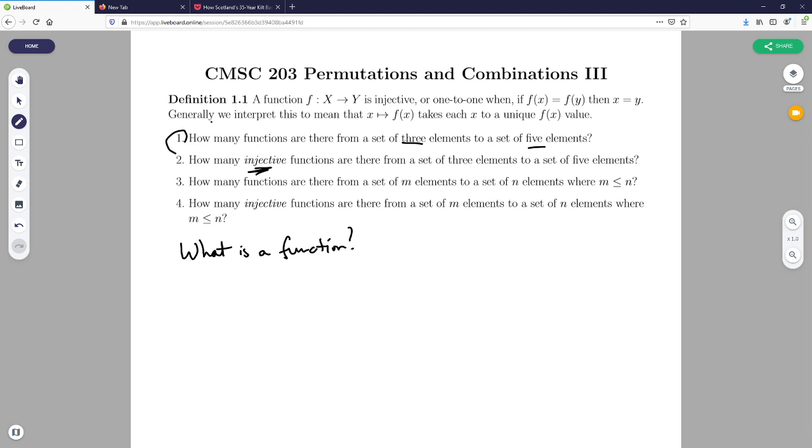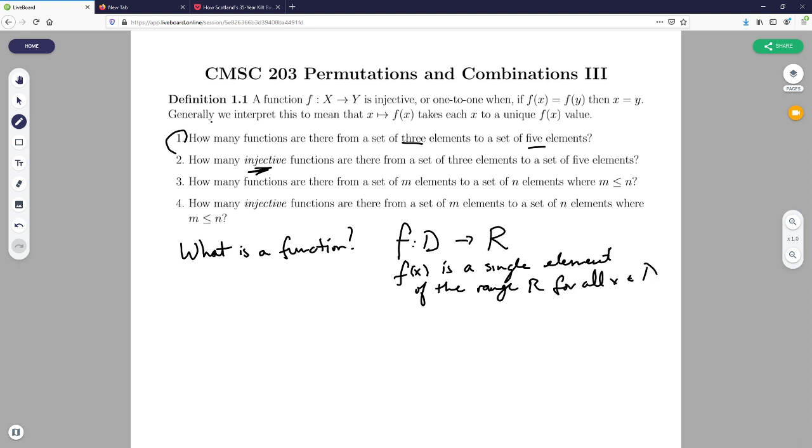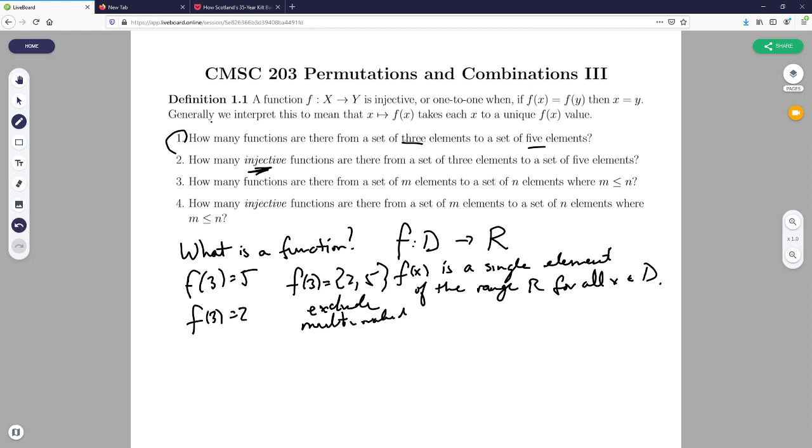The answer is, basically, if you have a function which maps from a domain into a range, what that means is that f of x is a well-defined, single element of the range for all x in the domain. So the one thing that functions rule out is multi-valued behavior. You cannot have something like f of 3 is equal to 5 and f of 3 is equal to 2. In this case, you might want to say something like f of 3 is equal to the set 2, 5, but we generally exclude these multi-valued functions. Let me just rewrite that.